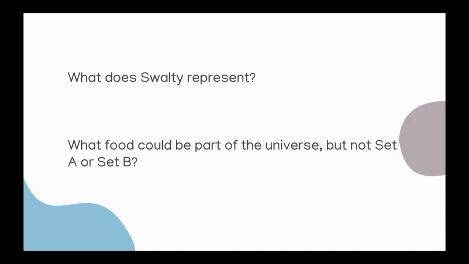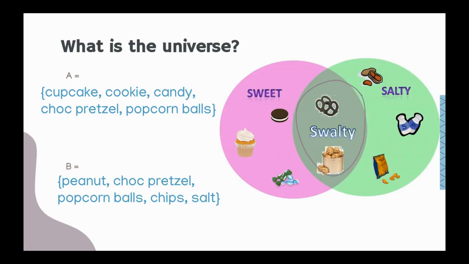So the question is, what does swalty represent? It represents the sweet and the salty together, right? The intersection of A and B. Now, I want you to think about this. What food could be part of the universe, but not set A or set B? So thinking about how did we define our universe? If you wanted to call the universe snacks, well, what's a snack that's not sweet and not salty? Maybe Takis because they're spicy.